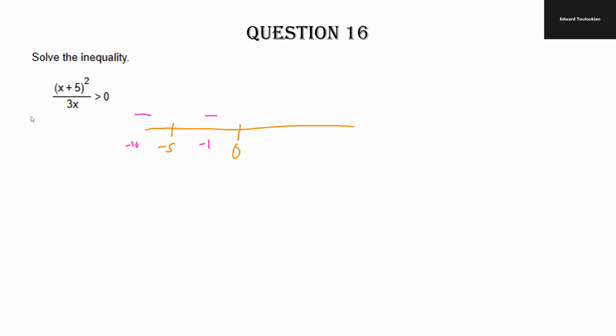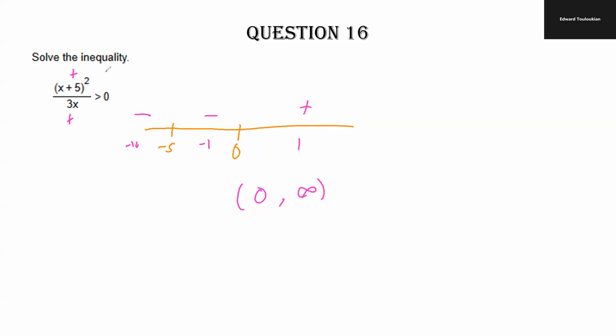This last region, though, if I pick like a 1, positive 1, this is going to be 6 squared, that's positive. That's going to be 3, that's positive. Positive divided by positive is positive. So in this case, we will be greater than zero as long as we are greater than zero. Zero to infinity. That's the region where we have positive solutions.